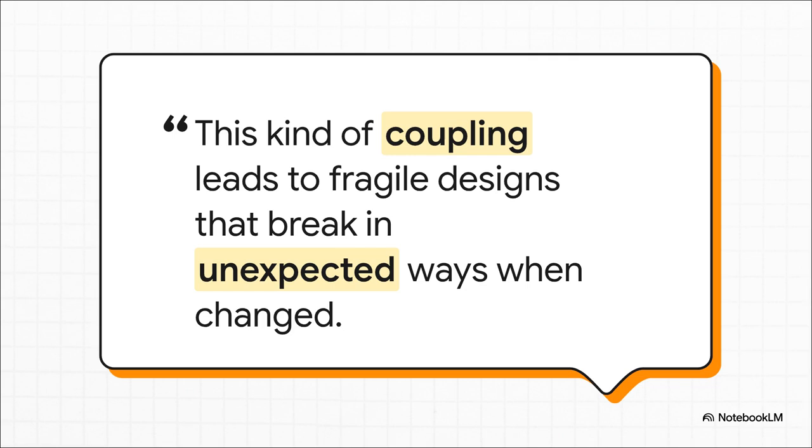The real danger here is that when you force a class to depend on things it doesn't use, you create all this unnecessary coupling. And, as the source material puts it so well, this leads to fragile designs that break in unexpected ways when changed. ISP is how we cut those dangerous, unnecessary connections.